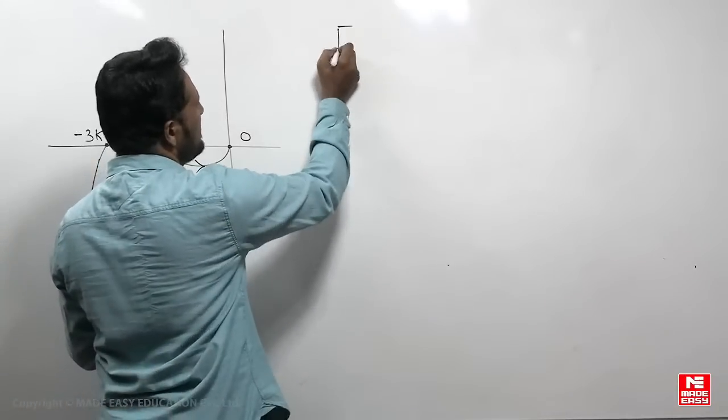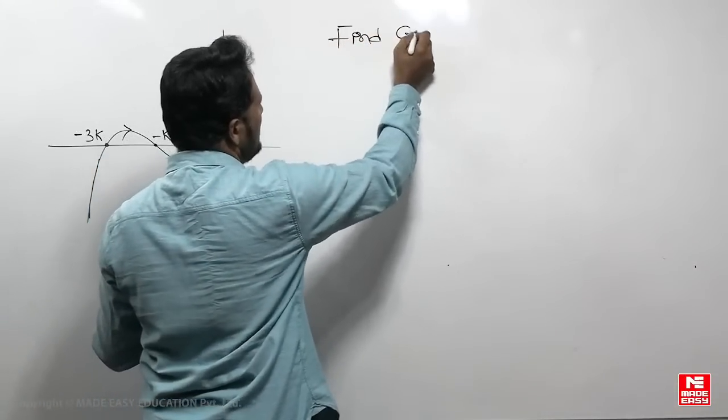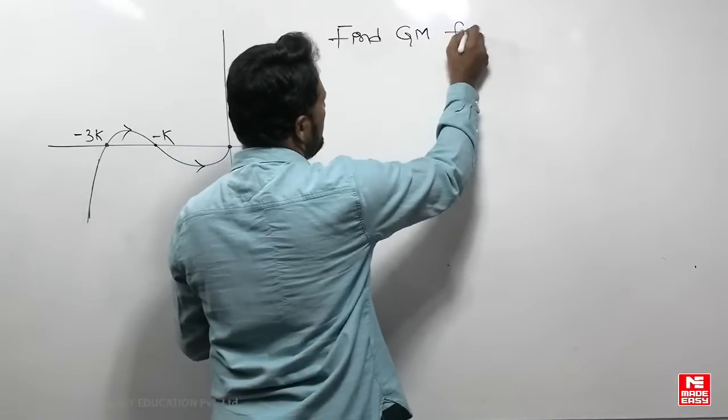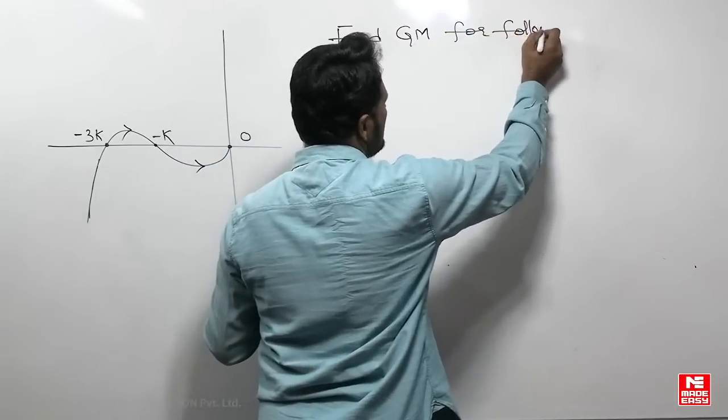Polar plot of a system is given. The question is to find the gain margin of the system for the following values of k.